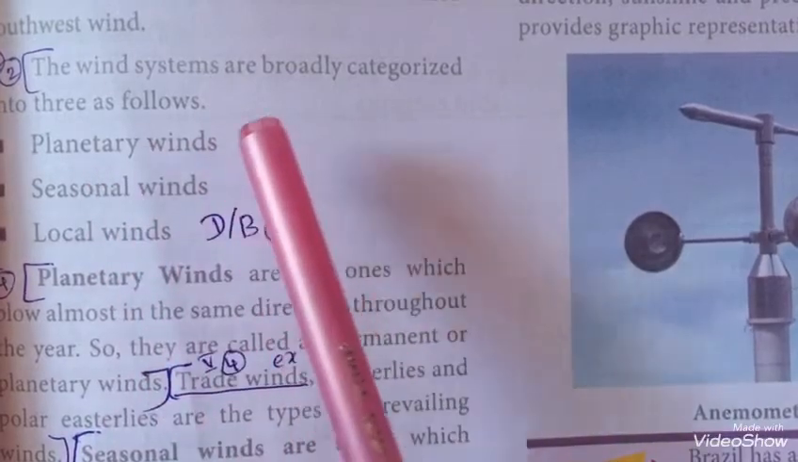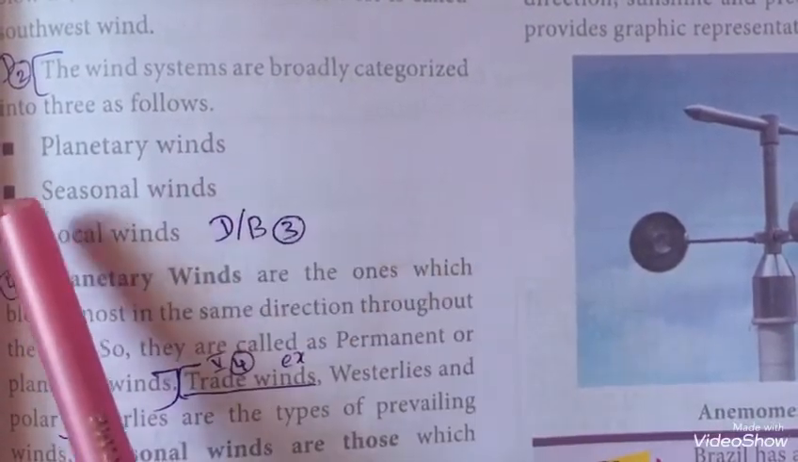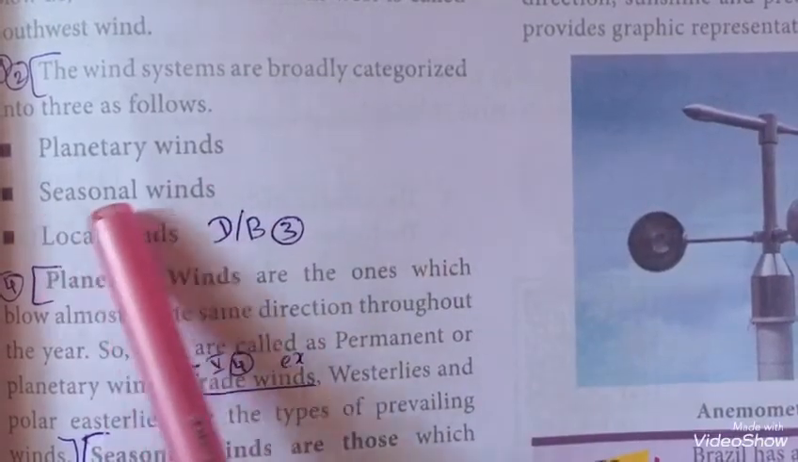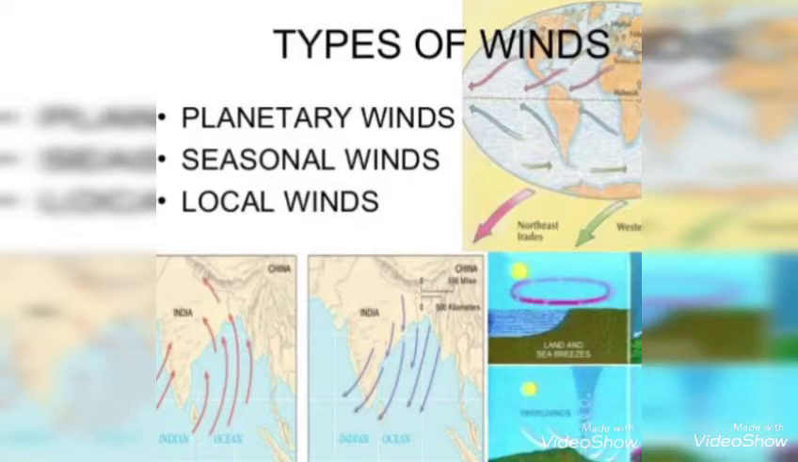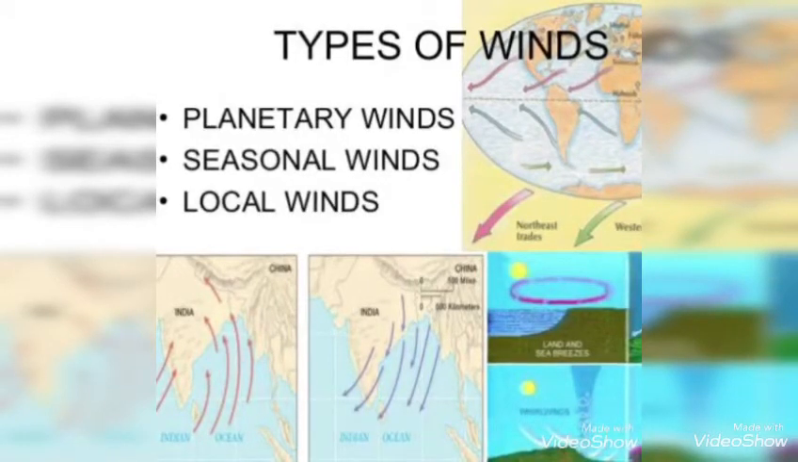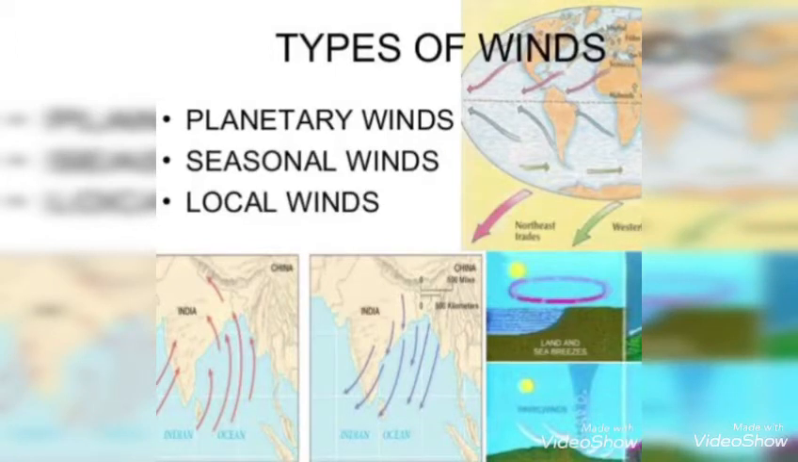The wind systems are broadly categorized into three as follows: planetary winds, seasonal winds, local winds. The wind system is divided into three. That is, the first one is planetary winds, second thing is seasonal winds, and the third one is local winds.